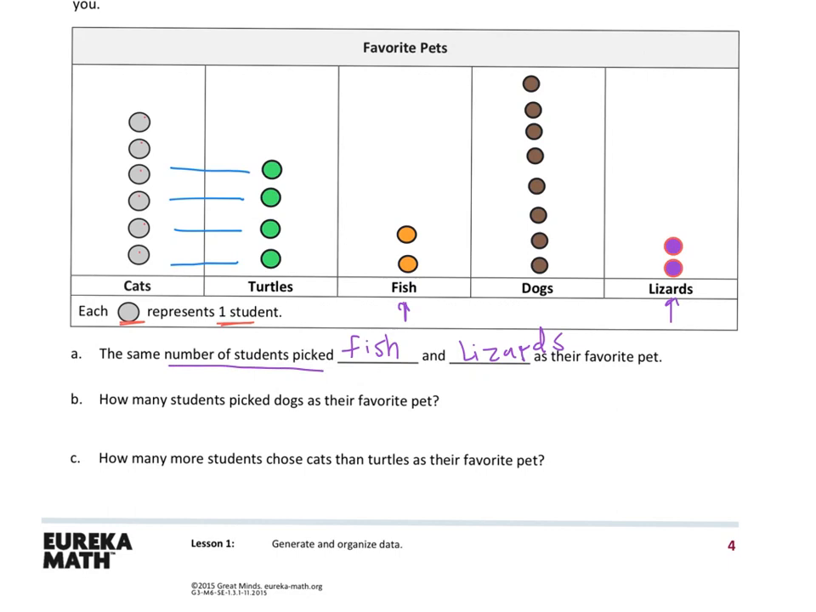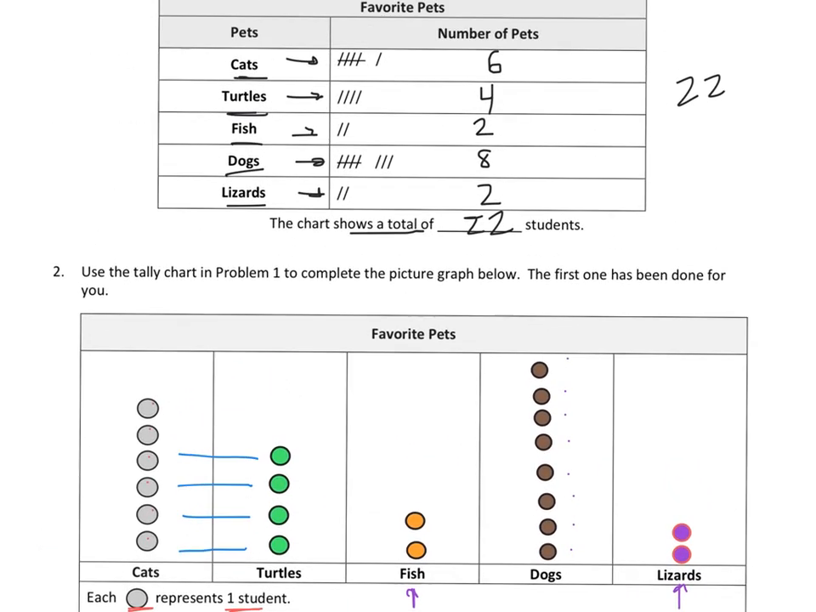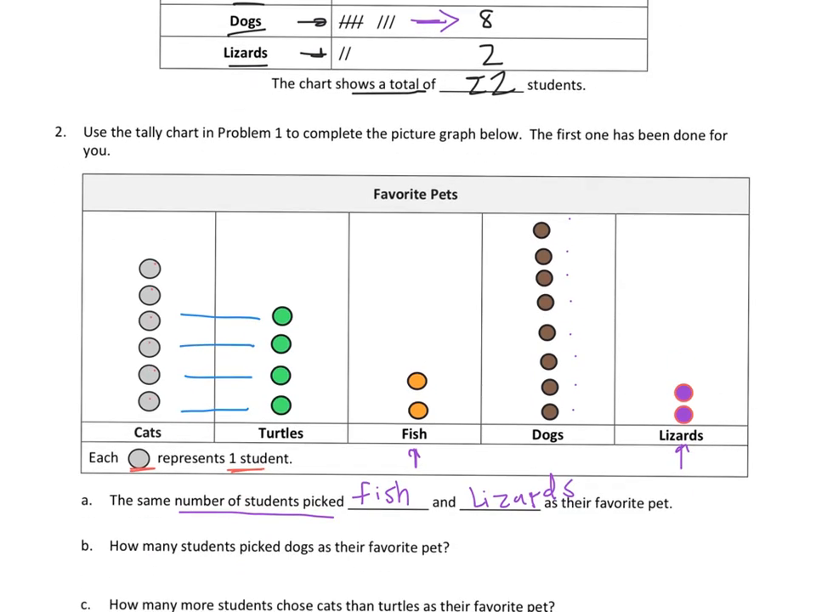B says, how many students pick dogs as their favorite pet? So now I can go up to dogs and I can count. 1, 2, 3, 4, 5, 6, 7, 8. Or I can take a look up at my chart here and count the tally marks. Or because I wrote in already the numbers, I have that answer right there.